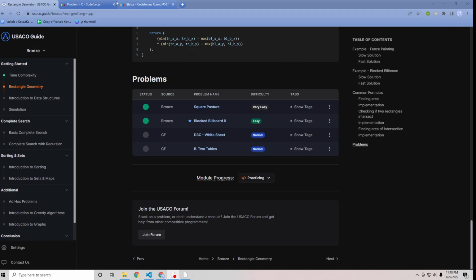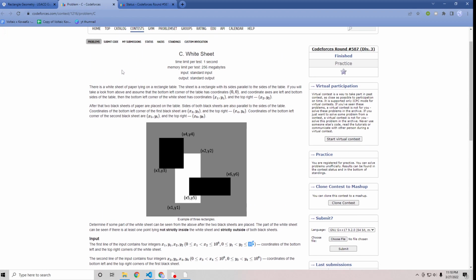Okay, let's move on to white sheet. So essentially in this problem, we're given three sheets of rectangular paper. One is a white sheet and there are two black sheets. We first place down the white sheet of paper, and then afterwards we place the two black sheets of paper. In the end, we want to see if the black sheets of paper fully cover the white sheet of paper that we placed down first.